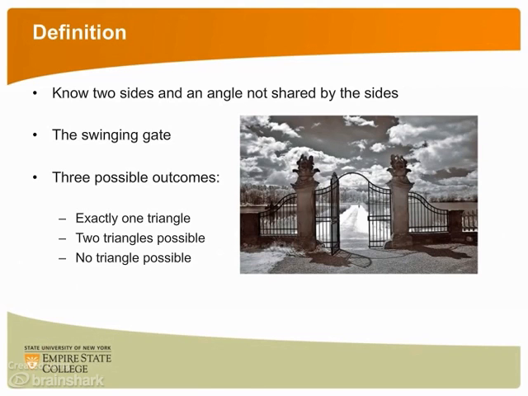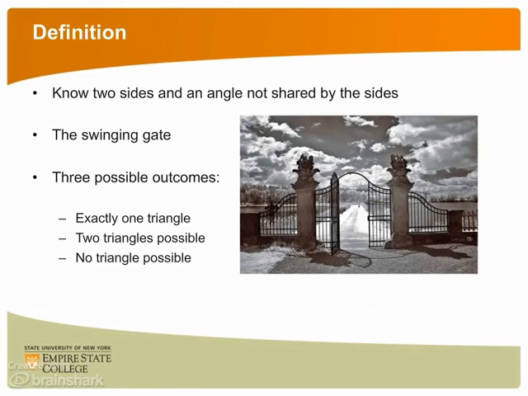One situation where we will use the law of sines exclusively to solve our triangle is the case where we know the lengths of two sides and one angle measure, but that angle is not between the two sides. This situation is often referred to as the swinging gate. This name will make more sense as we go through the possible outcomes of this situation.